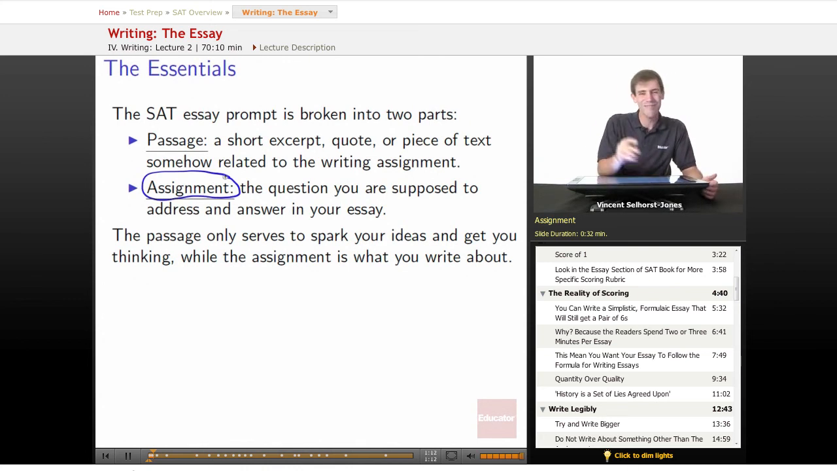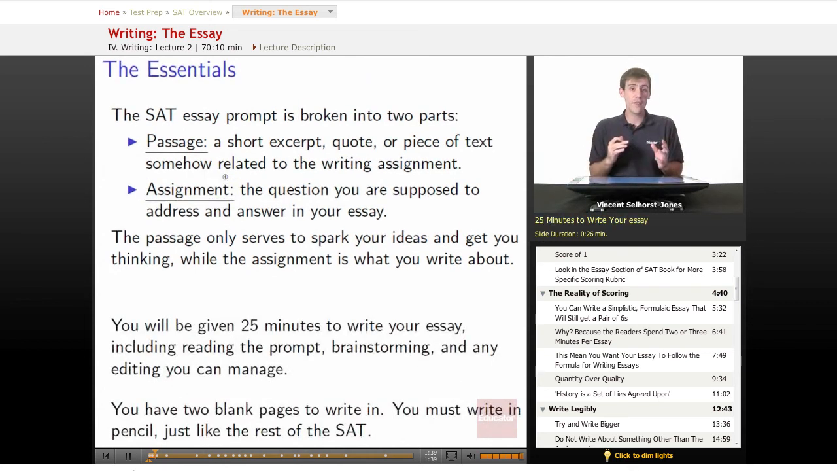The passage doesn't really matter that much. The passage is useful because it sparks your ideas, but the assignment is where the money's at. That's the question you're supposed to address and answer in your essay. This is what your essay has to be about. The passage is only there to get you thinking, to get your brain juices flowing. The assignment is what you actually write about, so that's the important thing you really need to pay attention to.